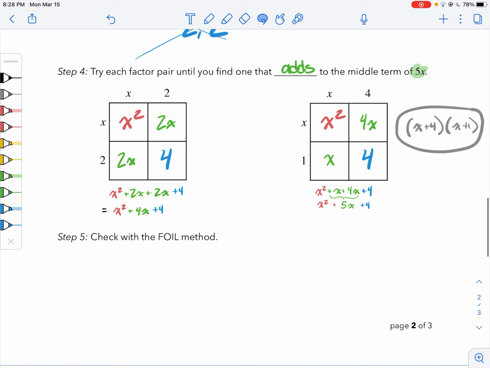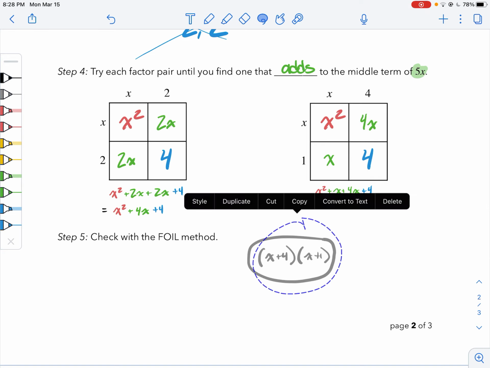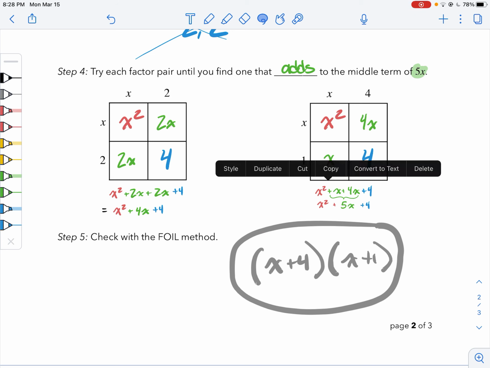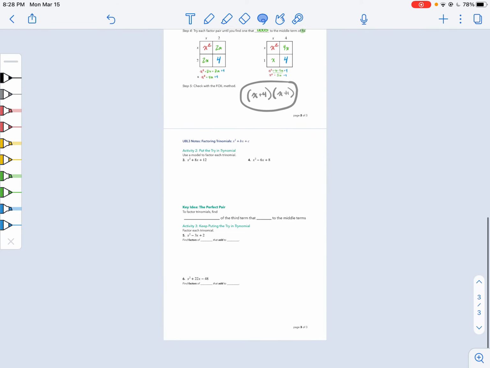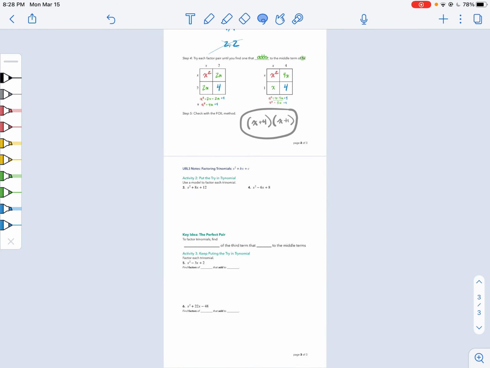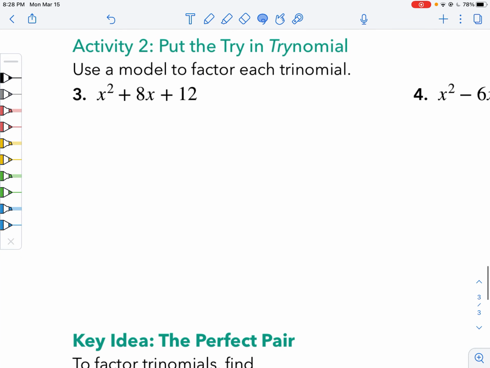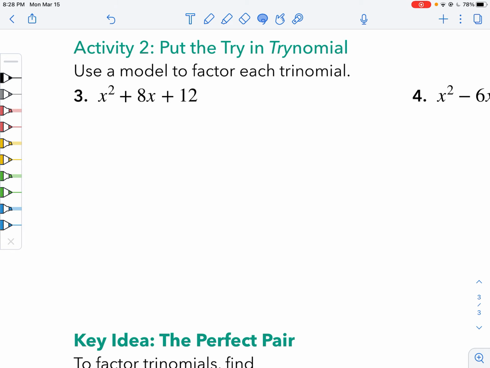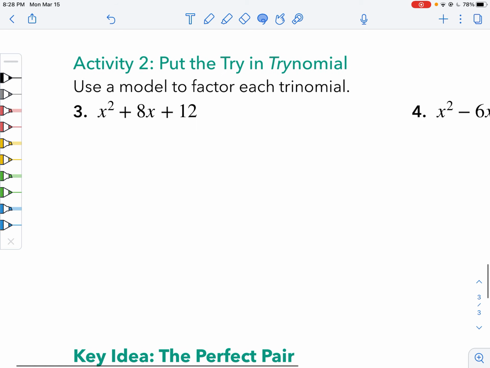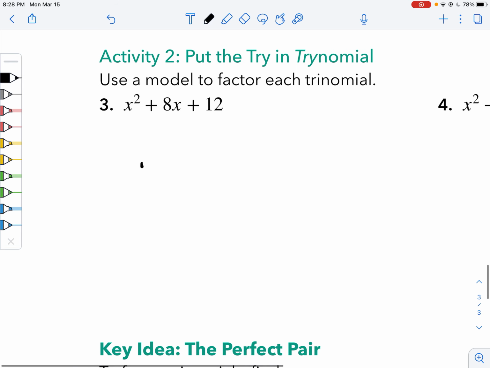Now we can check with the FOIL method. We can take this and FOIL it out. To save time, I'm going to tell you that's the right answer and it works. Cool. Now let's try another one. I don't want this video to get too long, so I'm going to have you try this one, and then I'll do this one with you. Here, I'll start it.